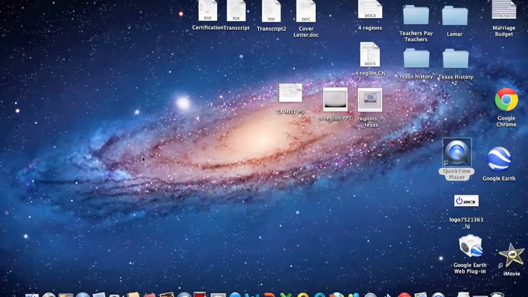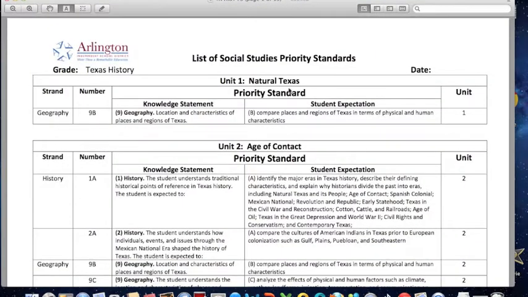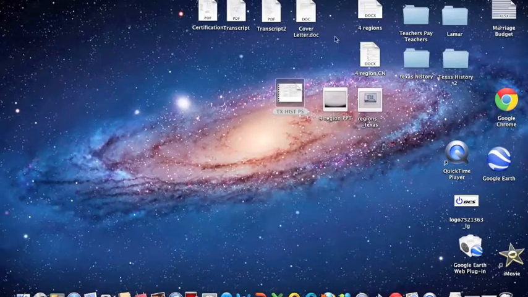To start my process of making a lesson plan, the first thing I'm going to look at is my TEK. The TEK I decided to choose was 9B, which is geography, and the student expectation is to compare places and regions of Texas in terms of physical and human characteristics. This is one of the first TEKs we have in Texas history, and one of the first things we're supposed to talk about is the 4 regions.